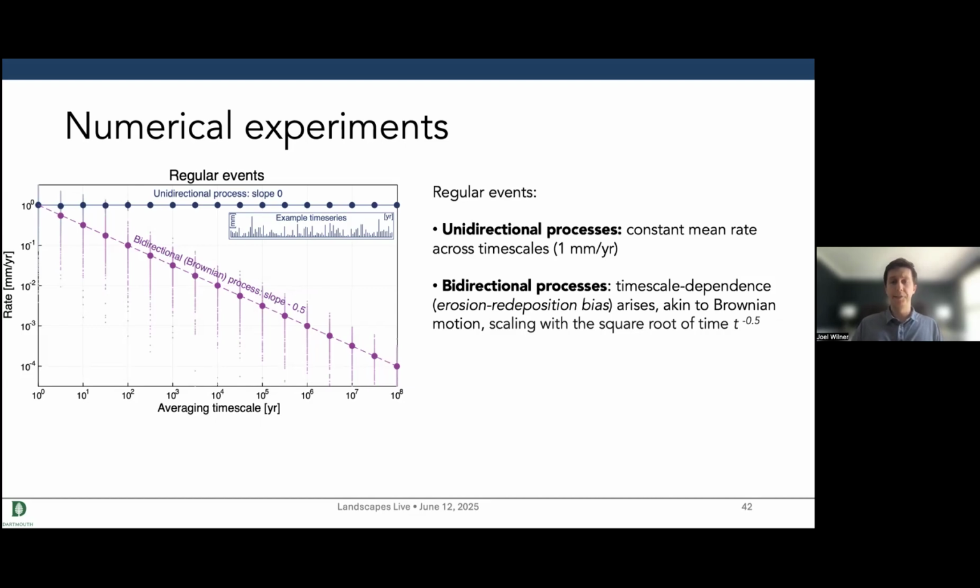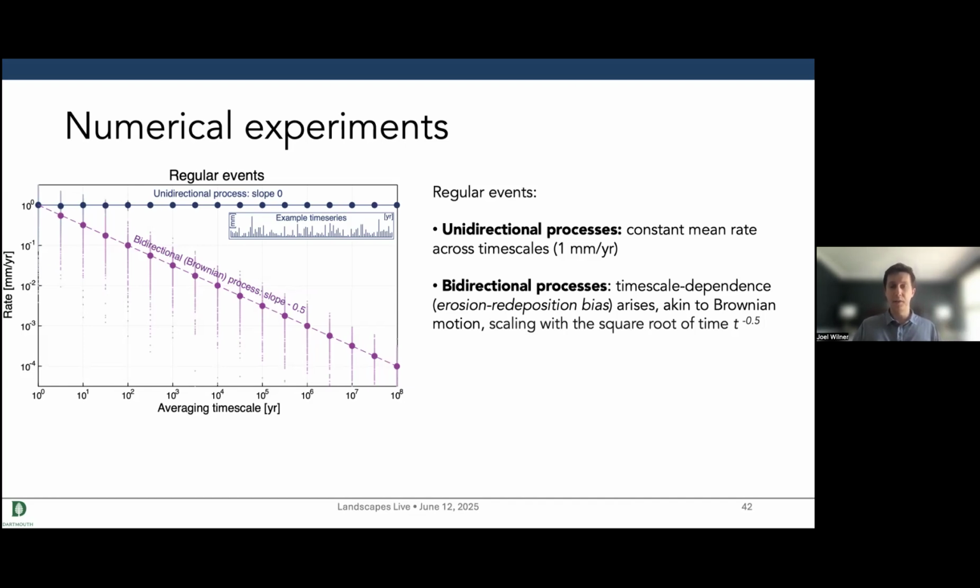For regular events, we see that these unidirectional processes have this constant mean rate across timescales of 1 millimeter per year. That's unsurprising because you're increasing total displacement linearly with time, so the average rate remains constant. Versus for bidirectional processes, you have this timescale dependence, this diagonal line, the Sadlerian slope that arises.